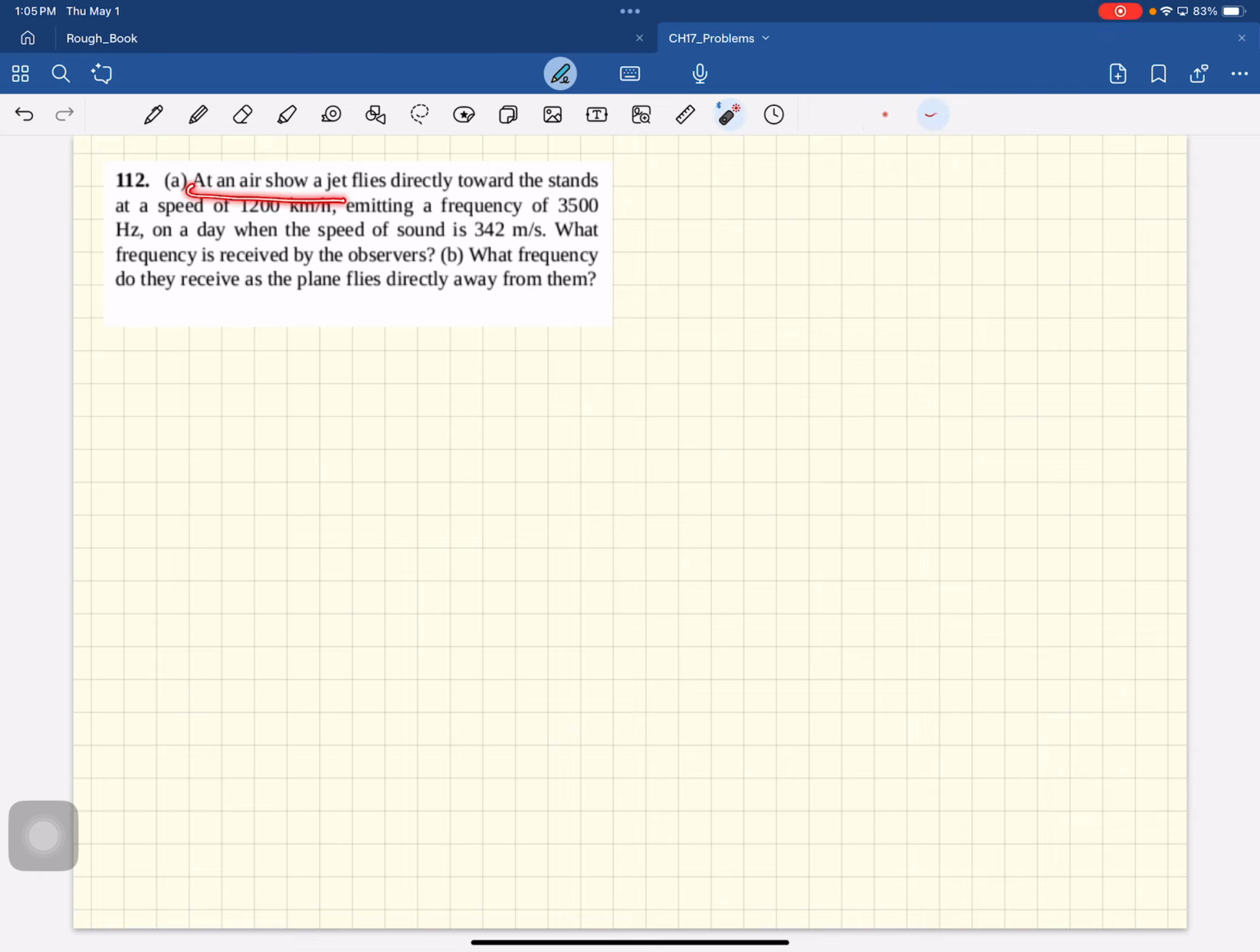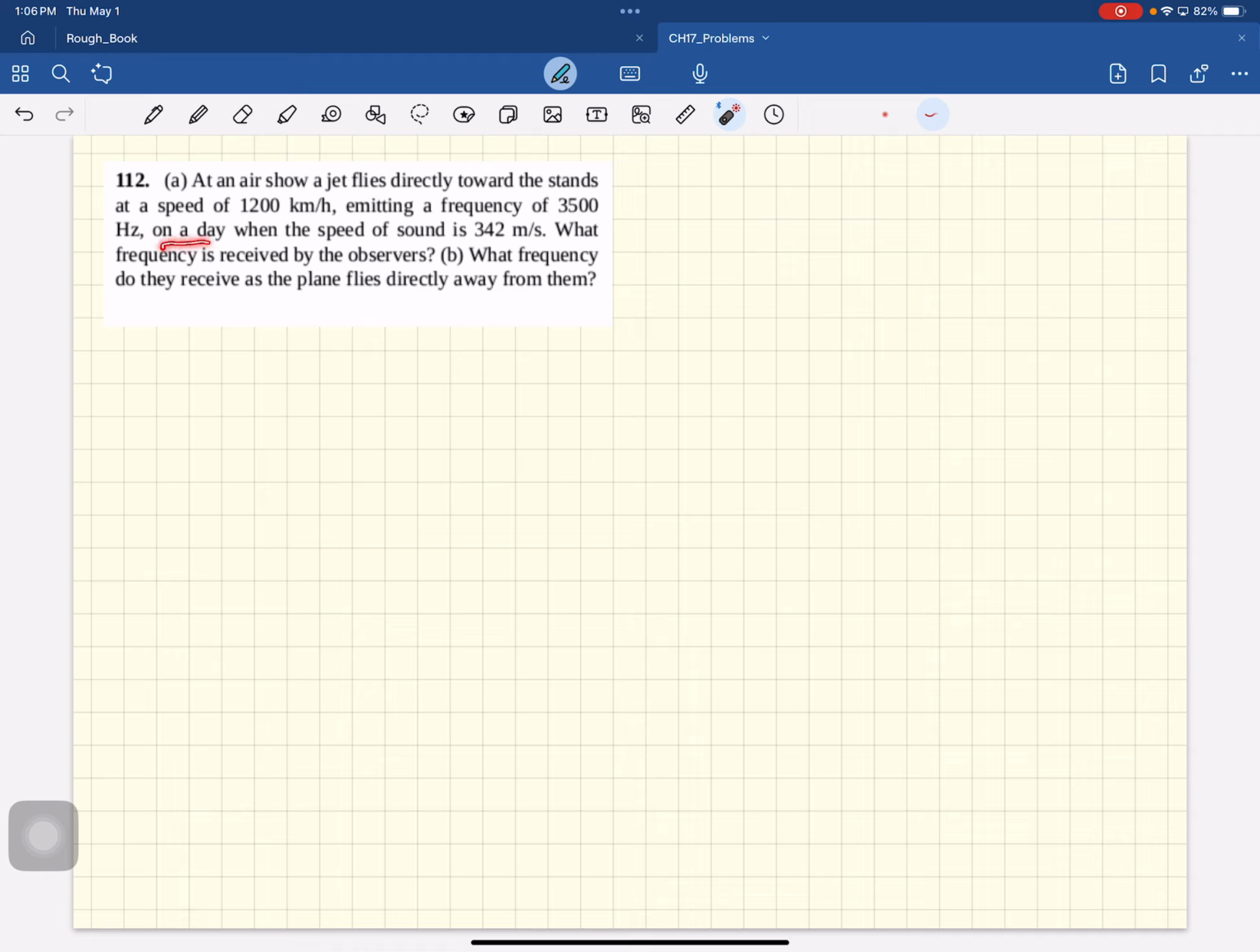At an air show, a jet flies directly towards the stands at a speed of 1200 kilometers per hour. So when something is flying towards you, the pitch you hear is higher than what's produced. So you hear a higher pitch, emitting a frequency of, so this is the frequency it's emitting, 3,500 hertz on a day when the speed of sound is 342 meters per second.